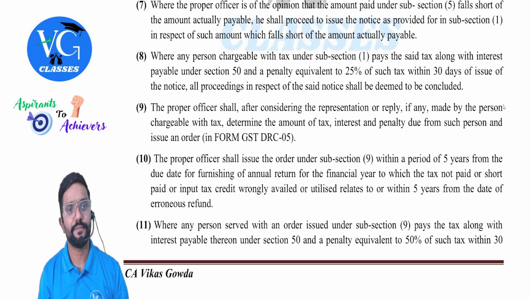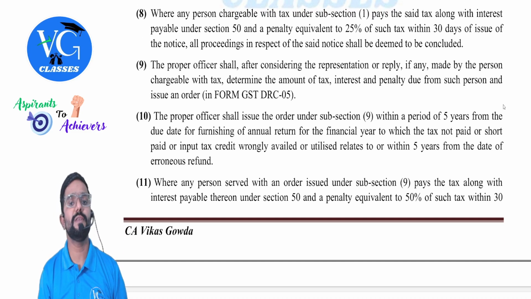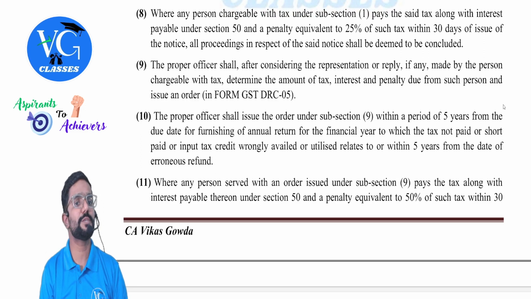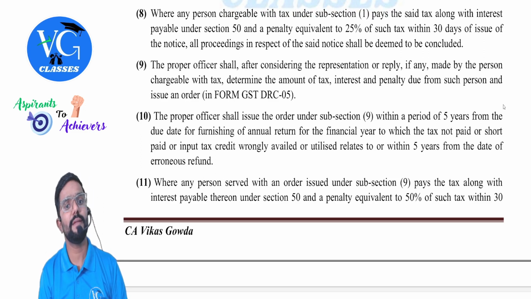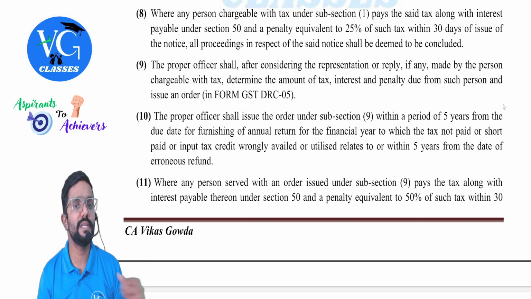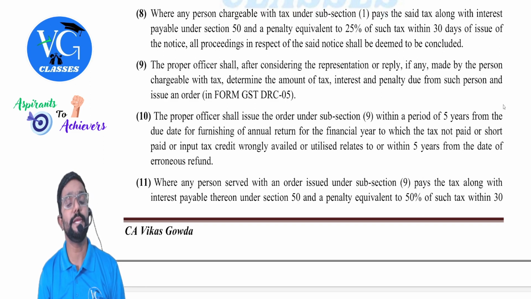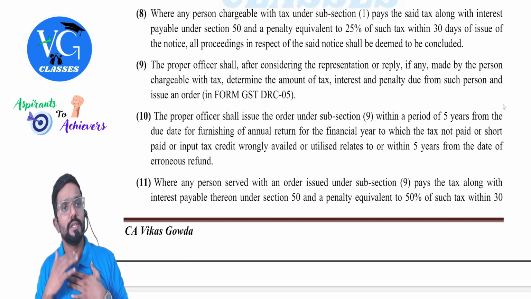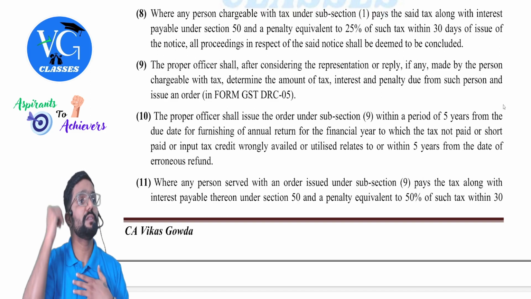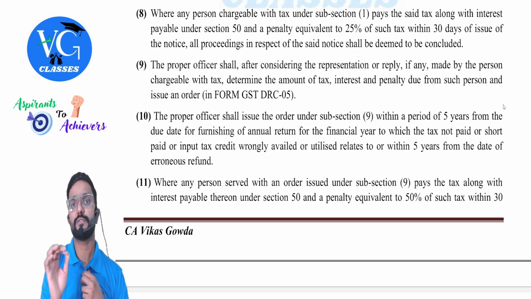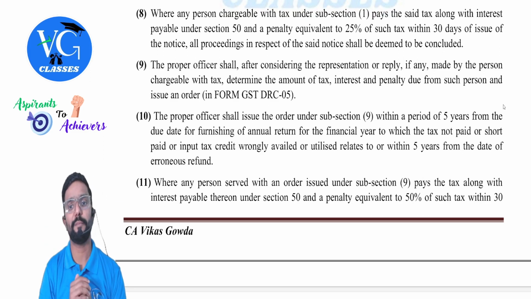Next, subsection 8. Where any person chargeable with tax under subsection 1 pays the said tax along with interest payable under section 50 and a penalty equivalent to 25% of such tax within 30 days of issuance of notice, all the proceedings in respect of said notice shall be deemed to be concluded. Means, sir, the proper officer issued notice. The registered person paid the amount within 30 days. In that case, should he pay penalty? Yes, he should pay penalty.